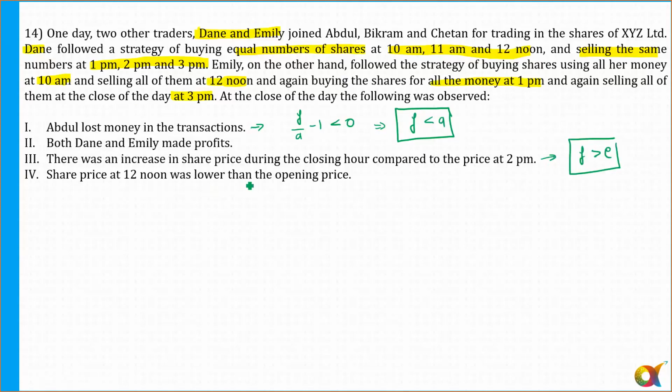Share price at 12 noon was lower than the opening price. So at 10 it was A, at 11 it was B, at 12 it was C. Here it is given that the share price at 12 was lower, so A is greater than C also. Now if you combine these, I can say that A is greater than F and F is greater than E, and A is greater than C.